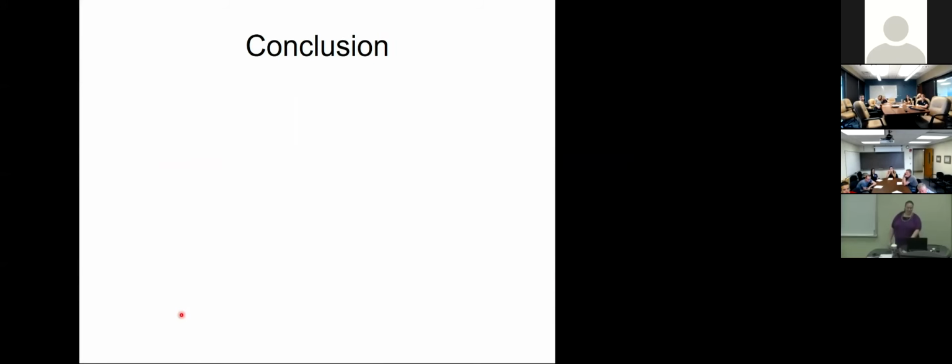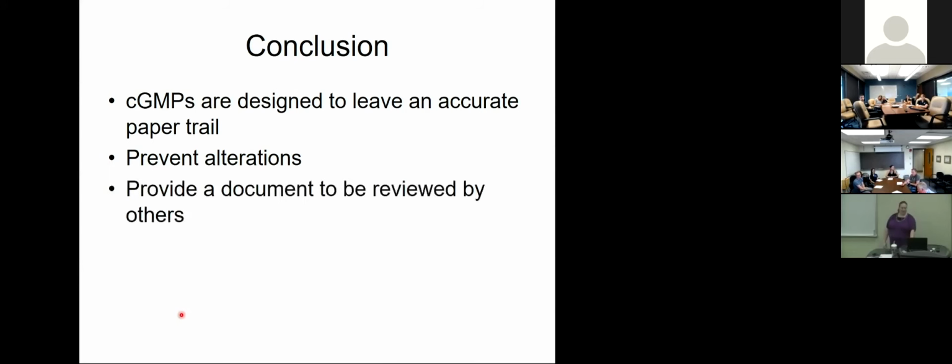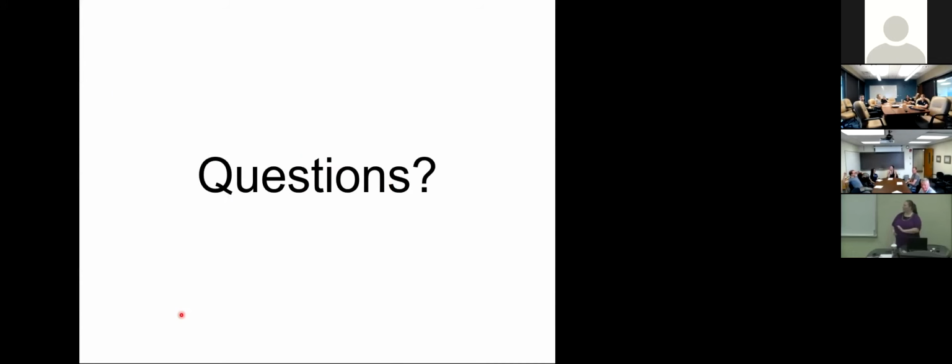So, in conclusion, GMPs are designed to leave an accurate paper trail and also specifically to prevent alterations. It's one of the big things with GMP. It's also to provide a document that can be reviewed by others, whether this is quality assurance, our clients, or the FDA. And with that, Dr. Fleming and I will take any questions.